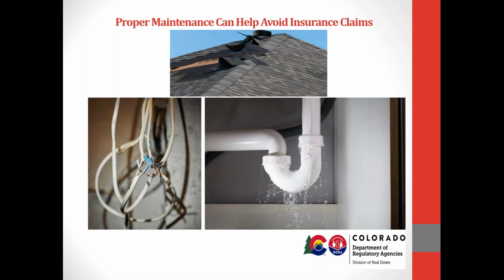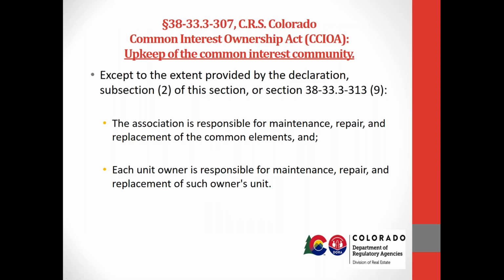Utilizing robust maintenance schedules and performing quick and quality repairs is essential to reducing insurance claims. When something does go wrong in a common interest community and repair or maintenance is needed, who is responsible? The association or the homeowner?